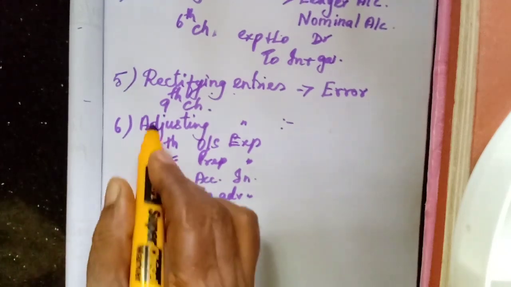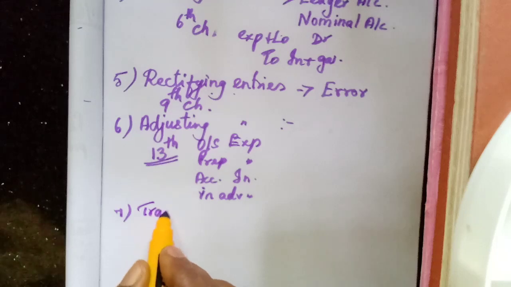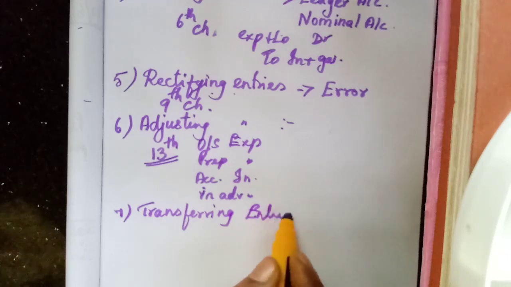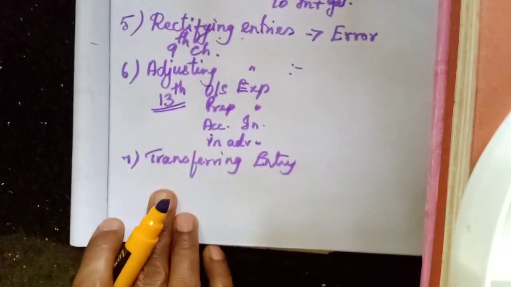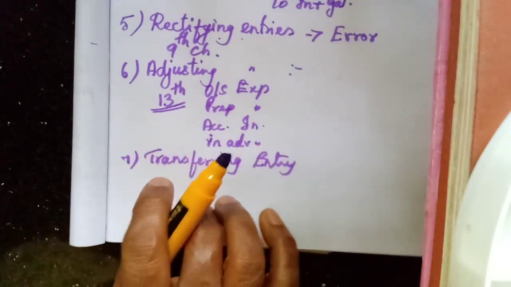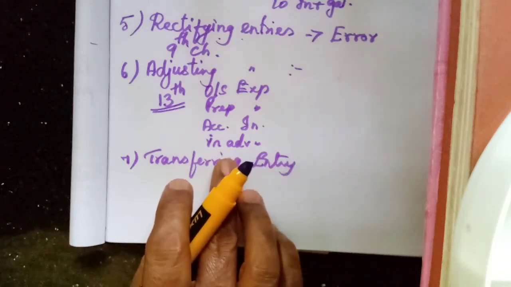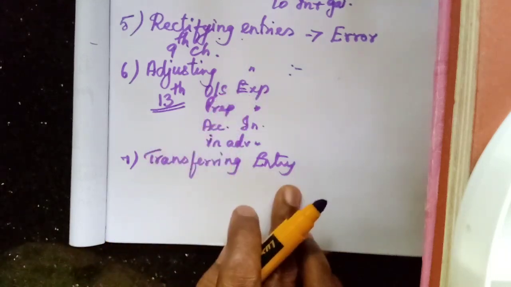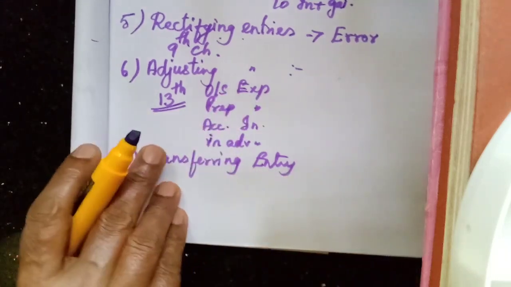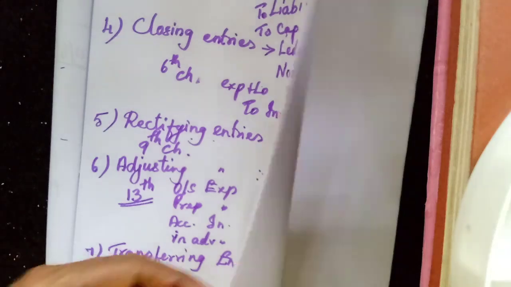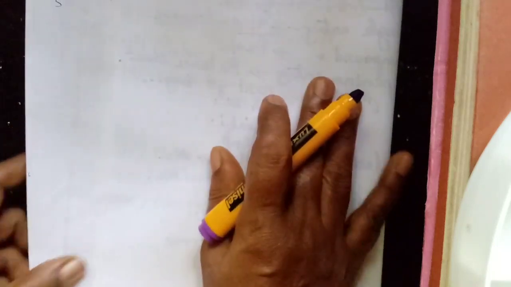Then after this one, the transferring entry. What is a transferring entry? We have prepared the adjusting entry. The adjusting entry must be transferred to the profit and loss account, so we have to prepare a transferring entry. Only then can we transfer that amount, this outstanding expense, to the profit and loss account. Okay, so we have studied all the types of journal entries. I will send you the page. You can refer to that, read and understand. Any doubt, you ask me.